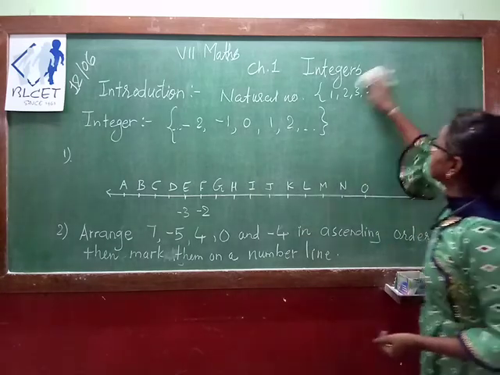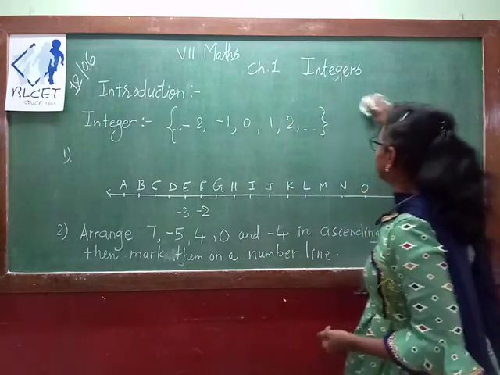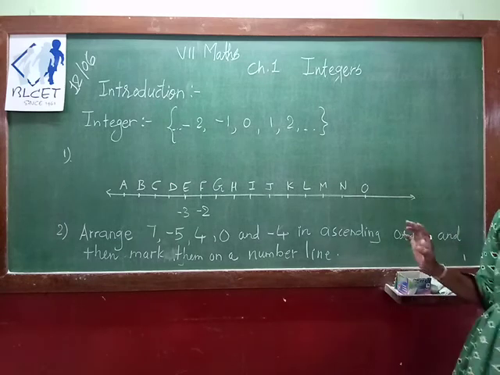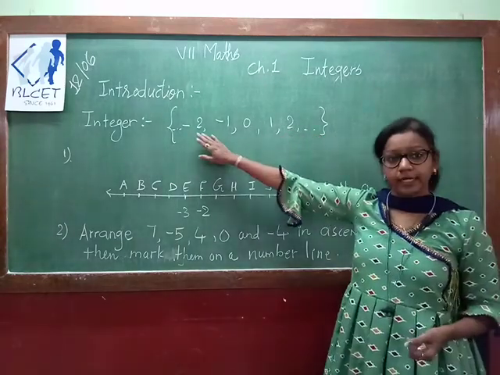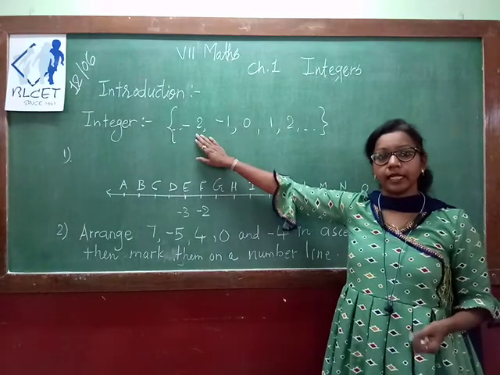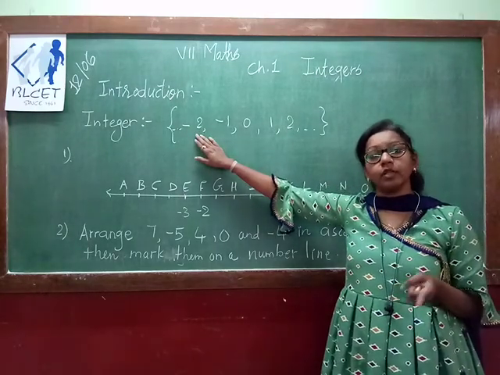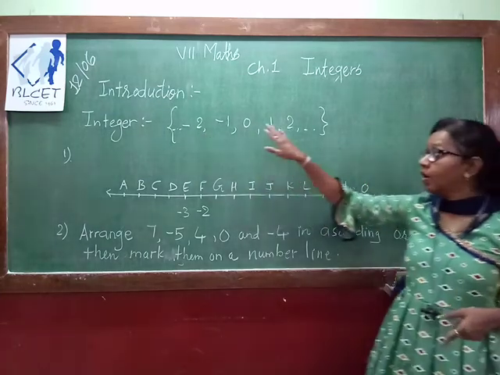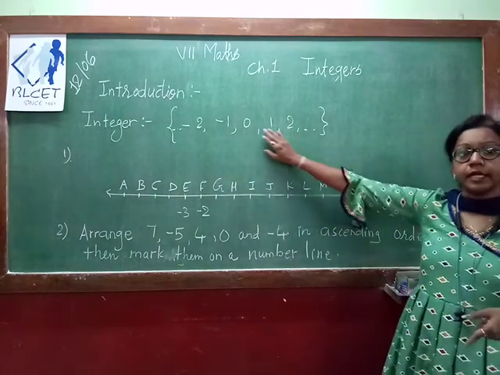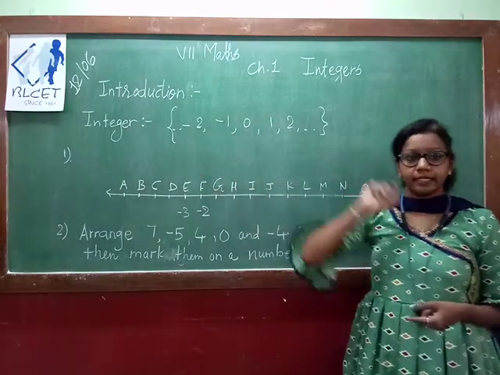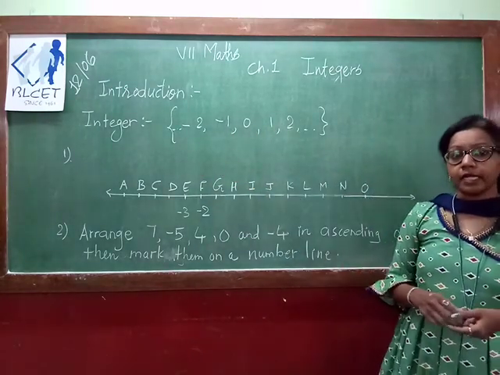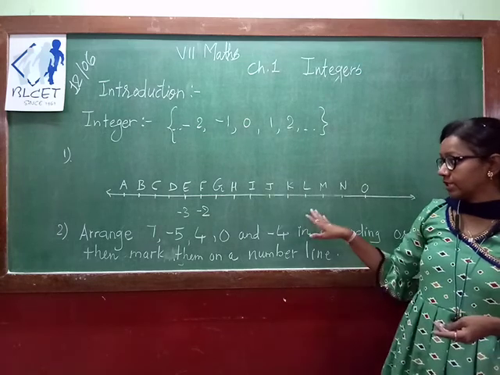Okay. Now let's understand the concept. This is the set of integers in which all the negative numbers. Now you can say that all the negative integers, all the positive integers, including 0, such a set is known as integers. Now how you represent integers on a number line, that also we have discussed.